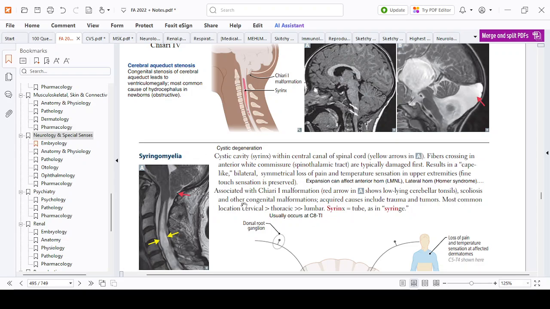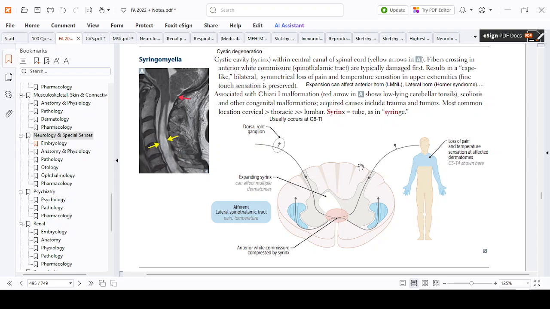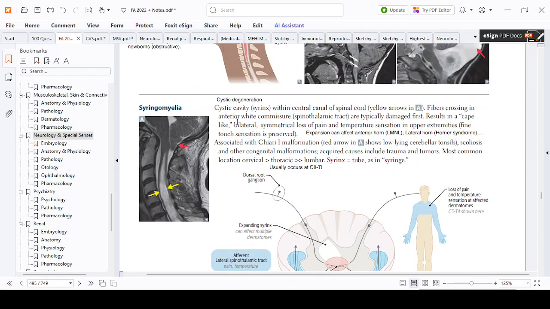Then syringomyelia, or syrinx, is a cystic cavity within the central canal of the spinal cord, and you can see here these cystic cavities within the spinal cord. This cyst will compress the anterior white commissure, where fibers of the spinothalamic tract cross. The spinothalamic fibers, from the spine moving to the thalamus, are typically damaged first, resulting in a cape-like bilateral symmetrical loss of pain and temperature sensation in the upper extremity. Fine touch sensation is preserved.